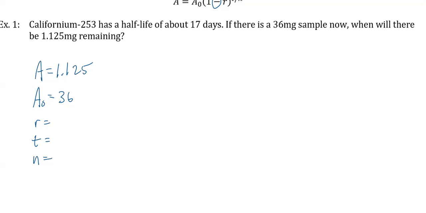Half-life, and some people make this mistake, but with half-life you got to know that the rate is a half, or 0.5. Okay, that's super important. That's the whole point of the half-life thing. Time is what we're looking for, and N is how long it takes for the growth or decay to occur. So it's happening every 17 days. So that's 17.